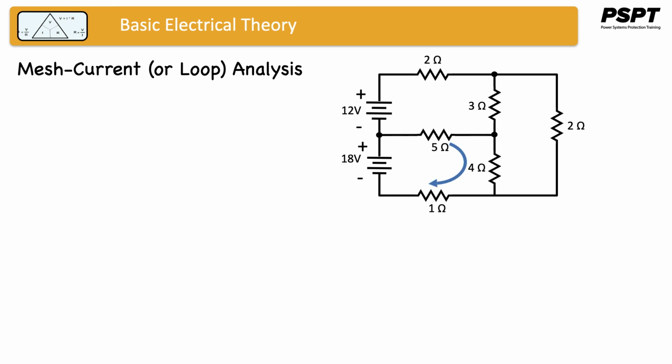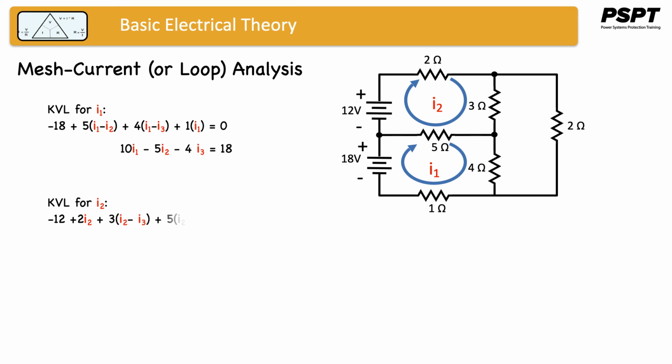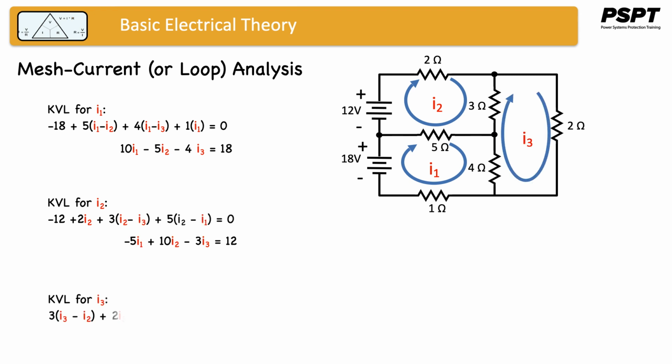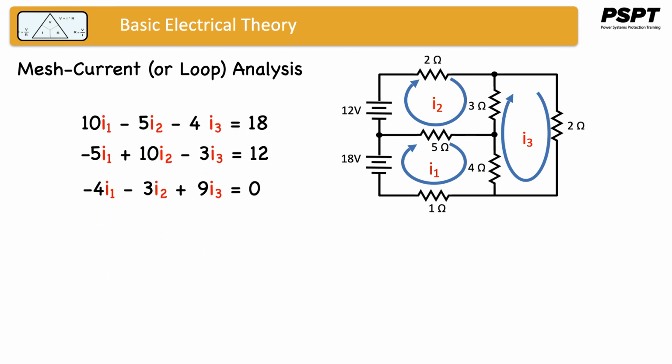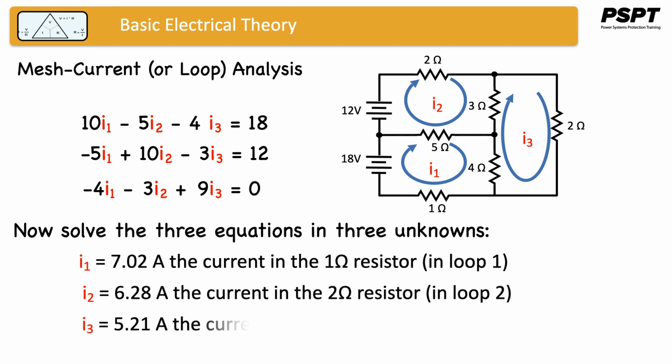We then write the Kirchhoff's voltage law equations for each of the loops. So we will go around each loop using the assumed current flows of I1, I2, and I3. We then end up with three equations and three unknowns, which we can now solve for the three unknowns.